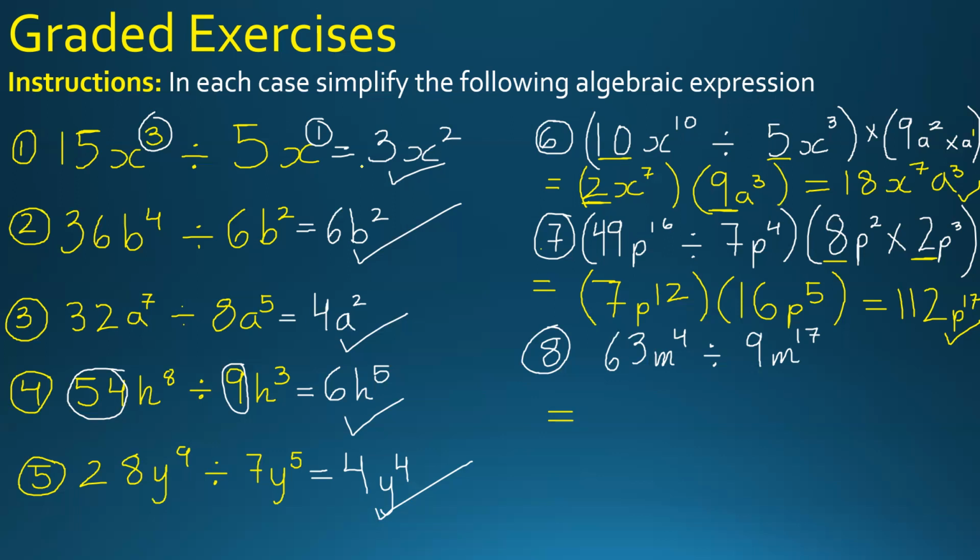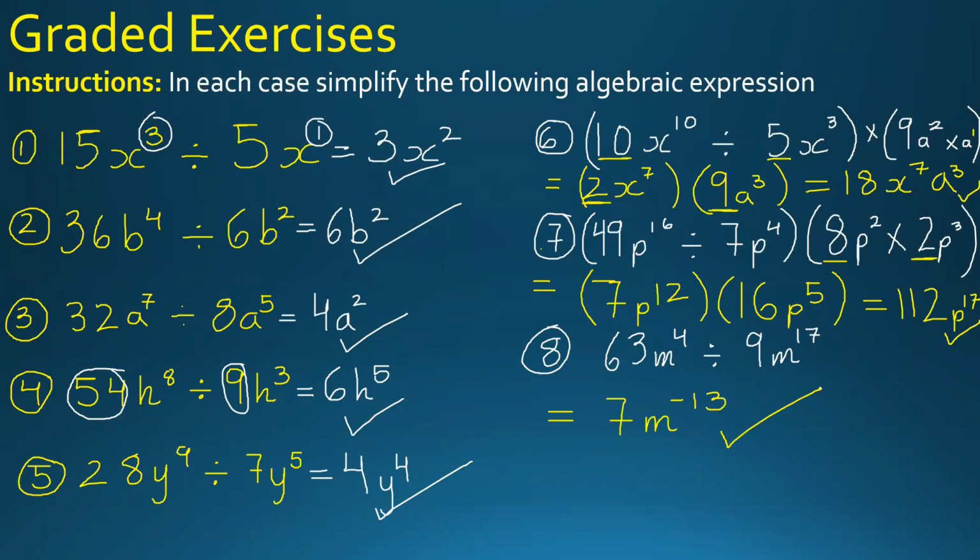Number 8. Go ahead, Ethan. 63 divided by 9 leaves 7. Yeah, that's correct. And 4 take away 17 is negative 13. That's correct, Ethan. Wow, it is right. 4 minus 17 is negative 13. That's correct.